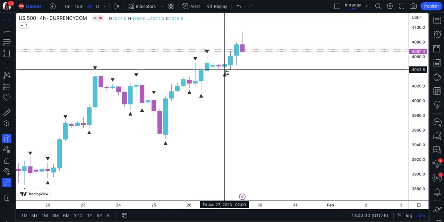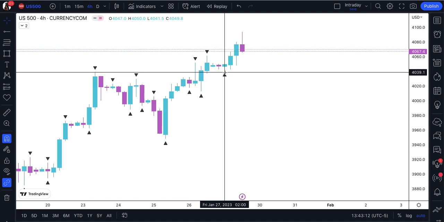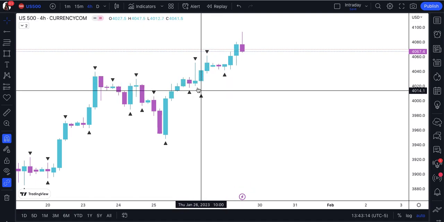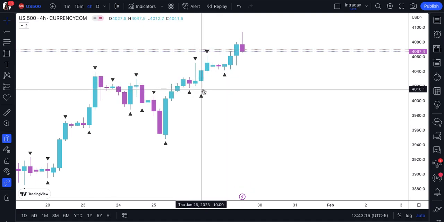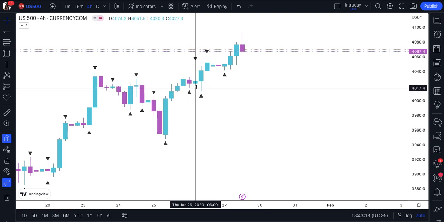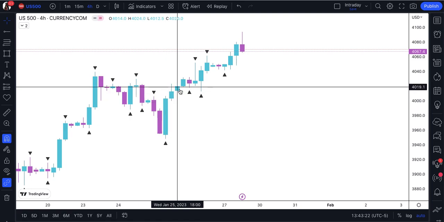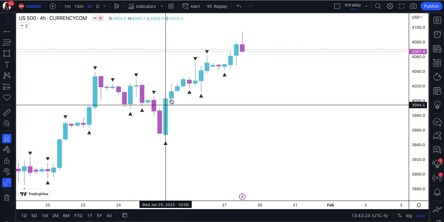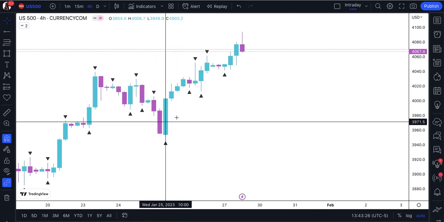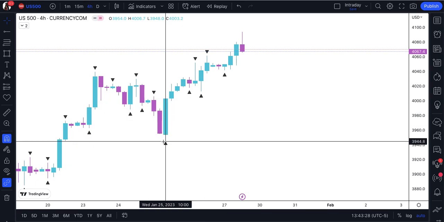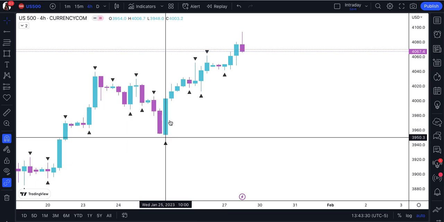Swing low, one, two, three. This is the swing low. Swing low, one, two, three. Swing low, one, two, three. There are no swing lows in here, because as you can see, the candles keep going up. But here is a swing low because it's the lowest between these two.